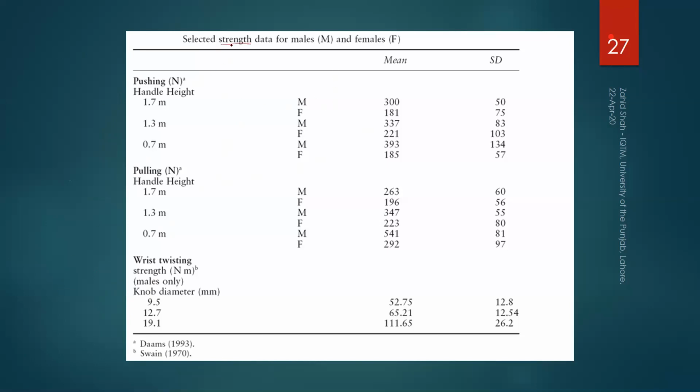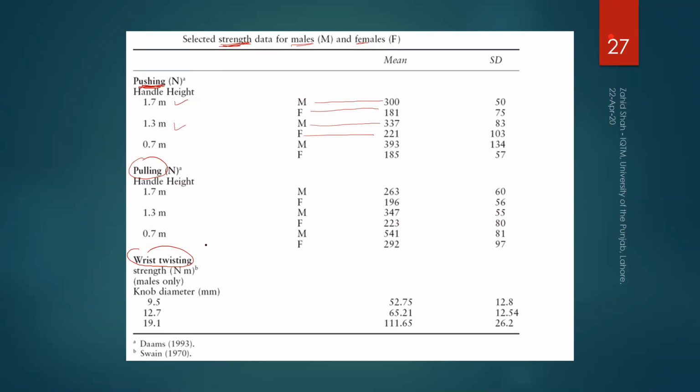So this is the data on strength for males and females for a certain population. So for pushing forces, the mean strength for male and female is given if the handle height is 1.7. If the handle height is 1.3, strength data for male and female is given. Same is about pulling forces and wrist twisting, and you can find the data for other types of forces that different people in a population can exert.